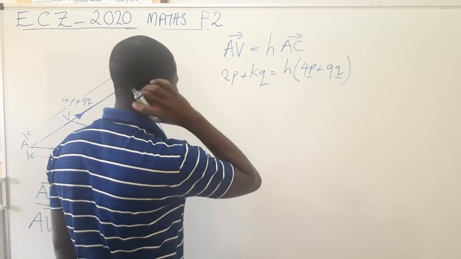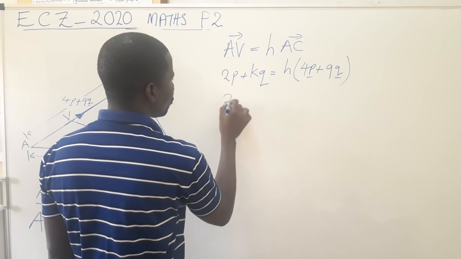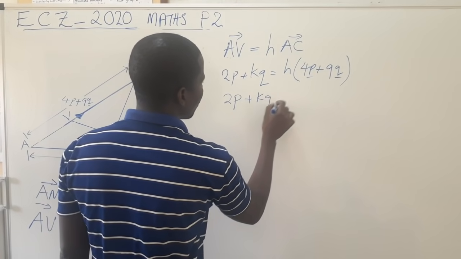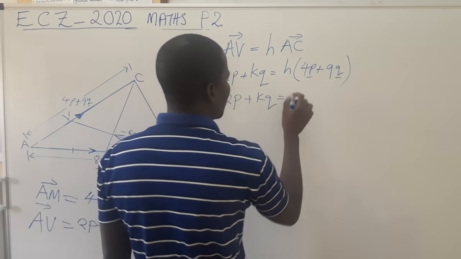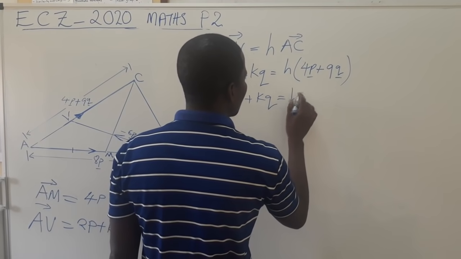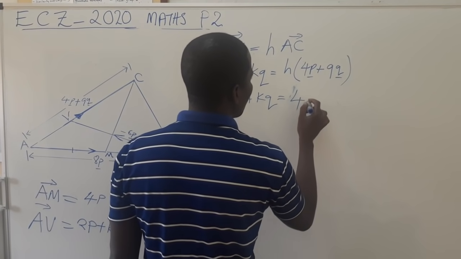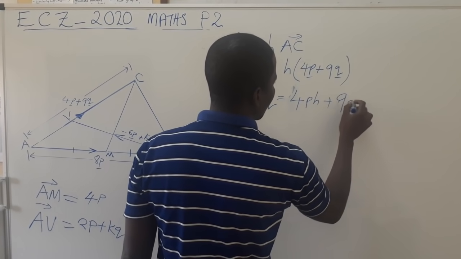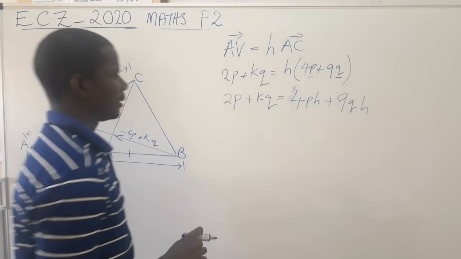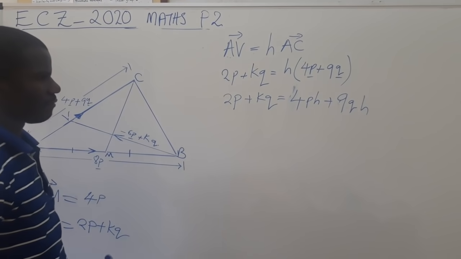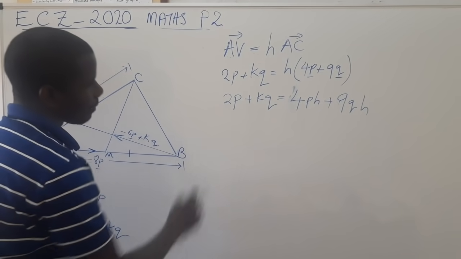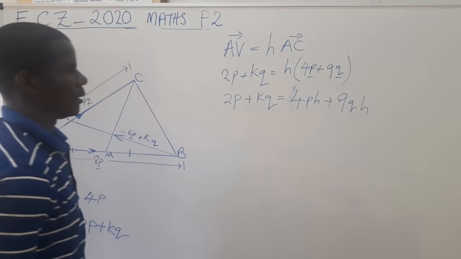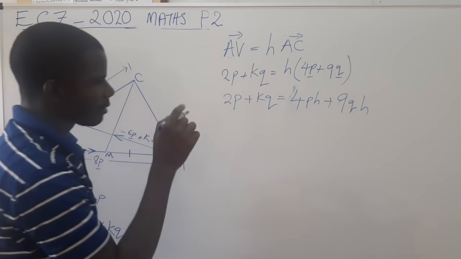We need to simplify this part. What are we going to get? You have 2P plus KQ is equal to 4PH plus 9QH. That is what we are supposed to have there. From this step, what are we supposed to do? Look at this part as well as this one. What do we need to find? We want to find the value of what?